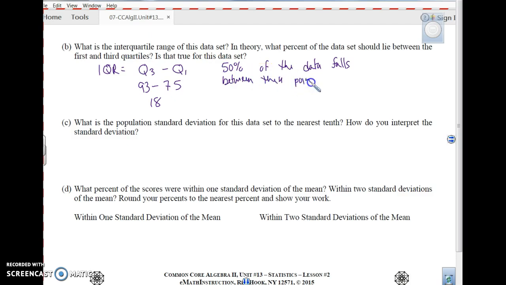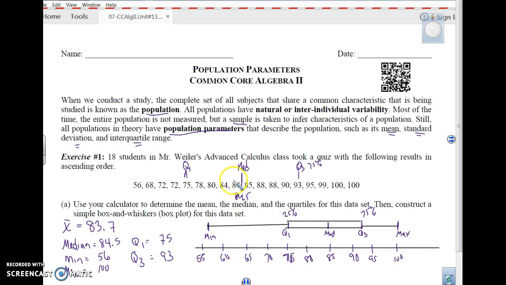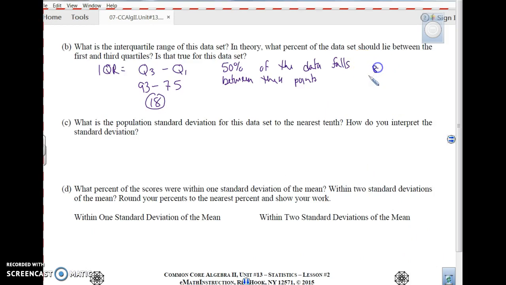All right, now our interquartile range came out to be 18. So if we are looking for the interquartile range here between Q1 and Q3, if I look at these values, I have 1, 2, 3, 4, 5, 6, 7, 8 values. Out of those, 18 is actually 44%. So that's pretty close to 50%, not exactly. So theoretically, the IQR should be about 50% of the data. This actually came out to be about 44% of the data falls between those 2 points. So that's interquartile range.